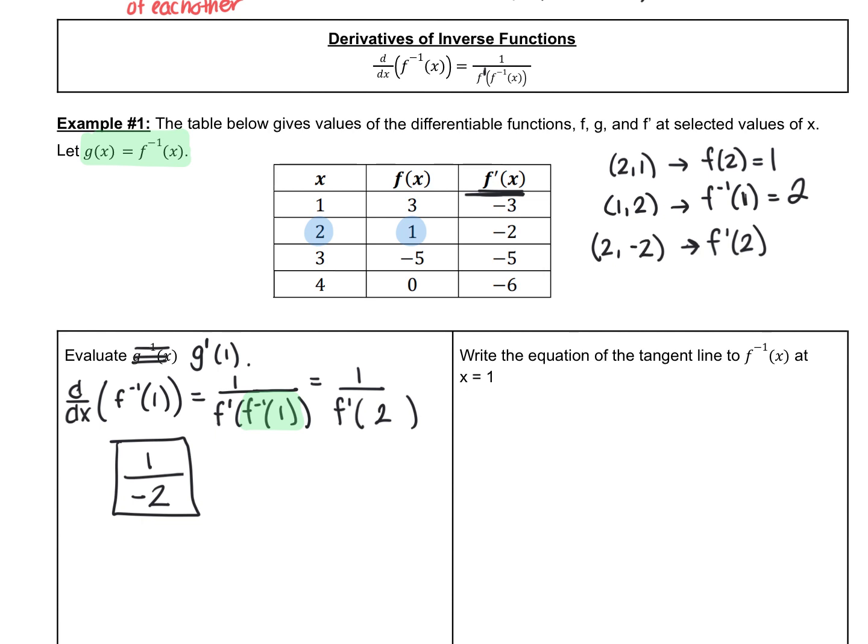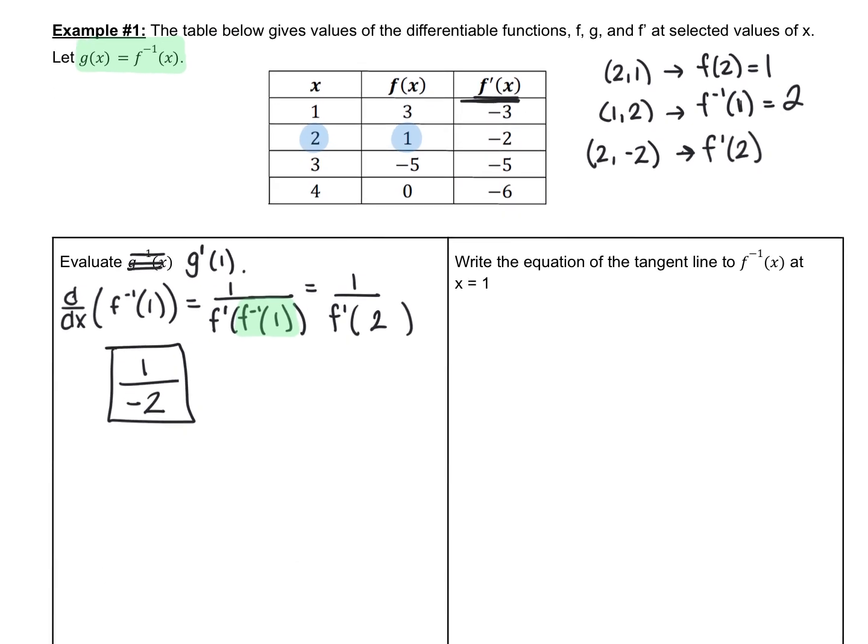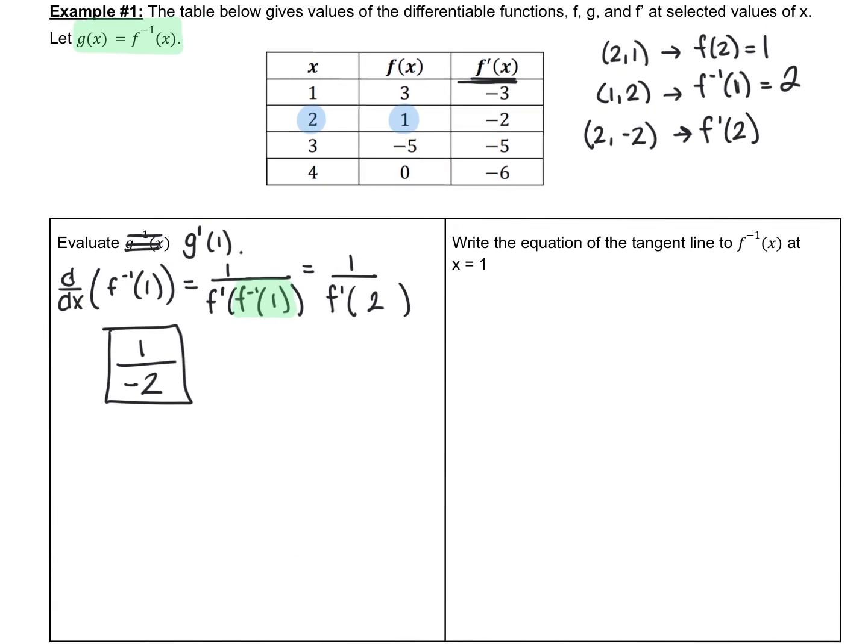Okay, let's take a look at example number 2 here. It says, write the equation of the tangent line to f negative 1 of x at x equals 1. So remember, for a tangent line we need a point and a slope. We already found the slope in step 1. The slope we know is negative 1/2. So we need to find the point.